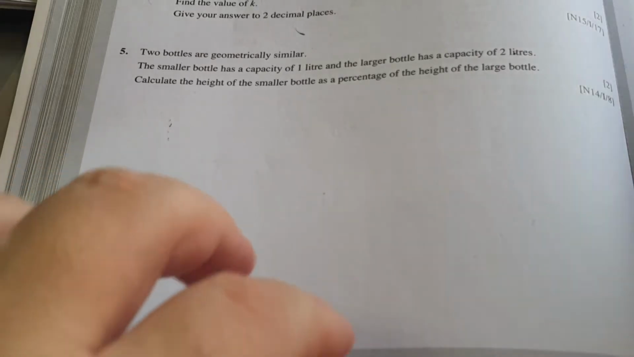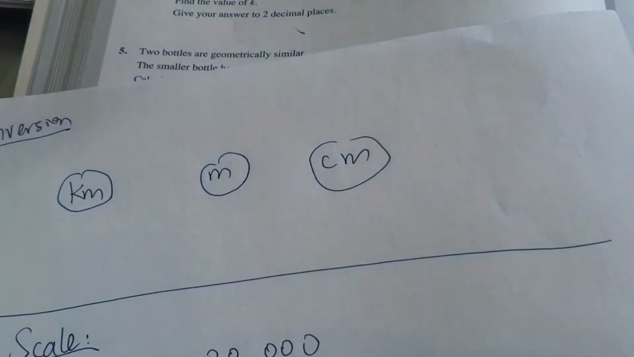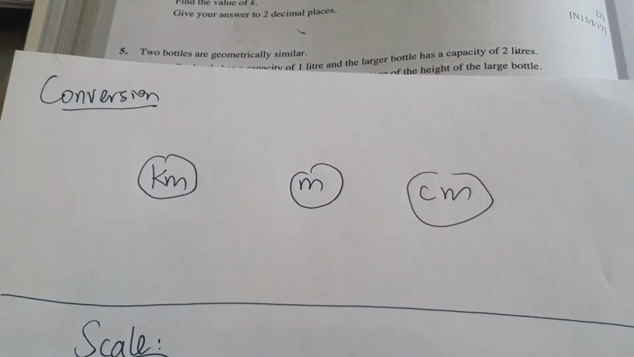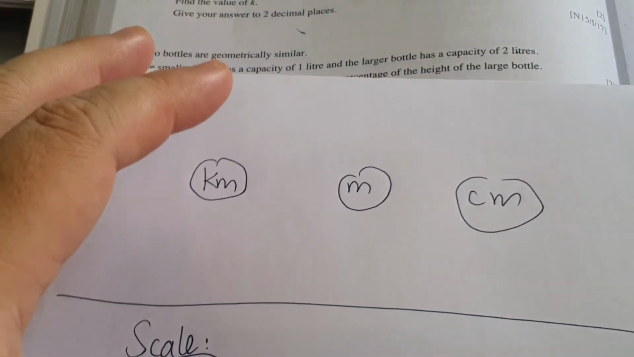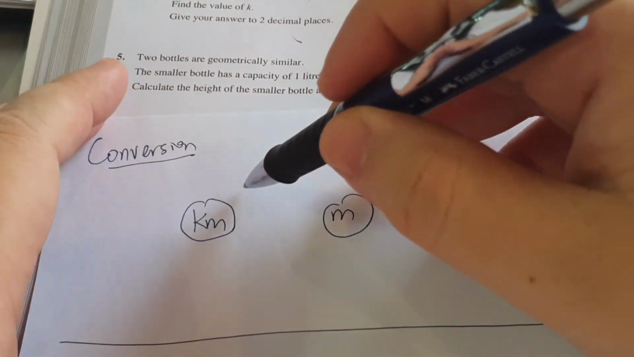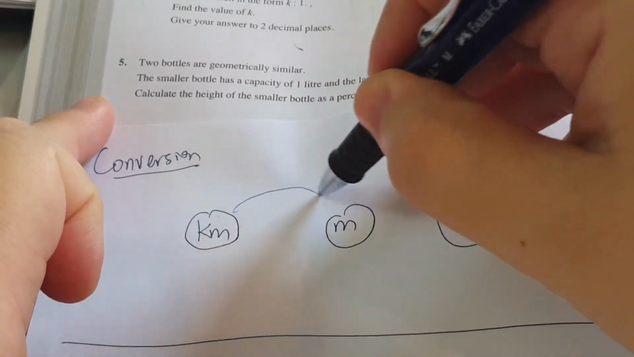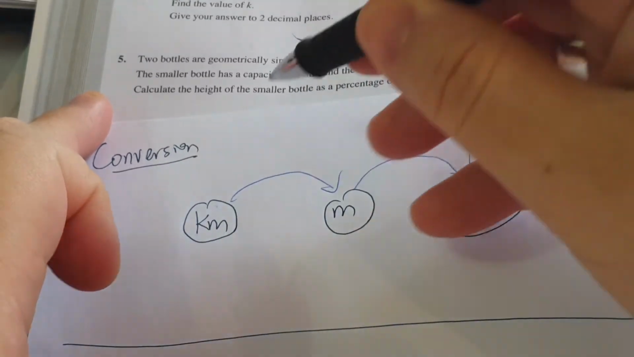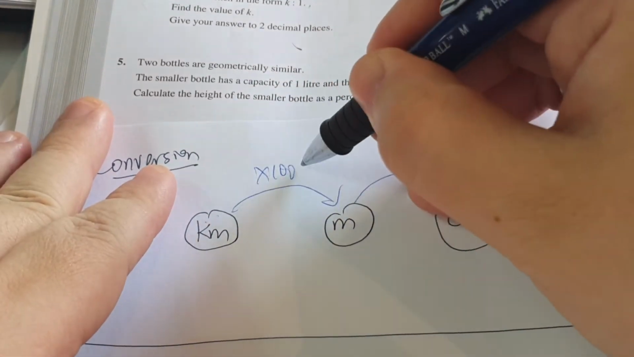Now the other thing, some of you asked me is this scales and map. I think you all forgot already. Learned in Sec 1, I think. You have to know how to convert from kilometer to meter, meter to cm. So very simple. Kilo means 1000, right?